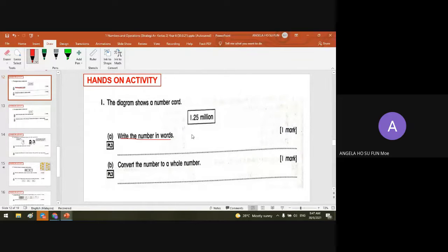That is not the answer. 1.25 million. Okay, so you are going to write down here in words. 1 point. Just write it in words only. Okay, who just now said the answer? Natalie. Yes. Okay, very good. Give you 1 point.